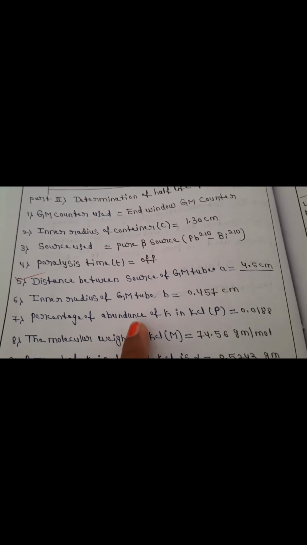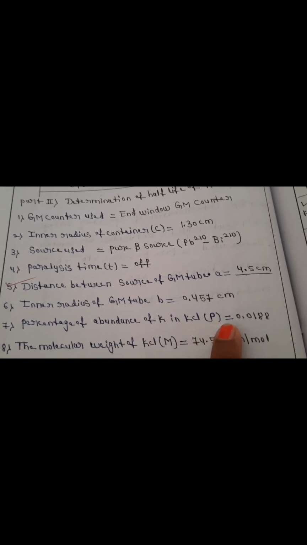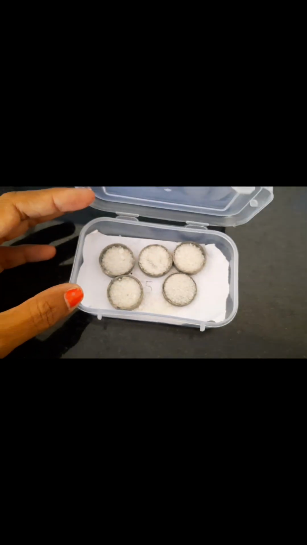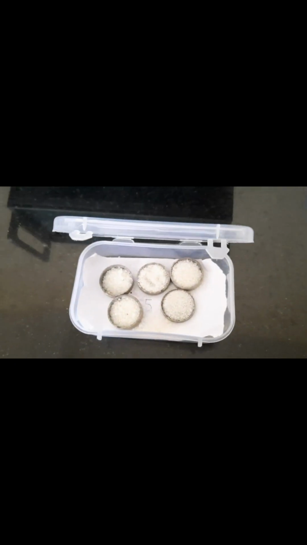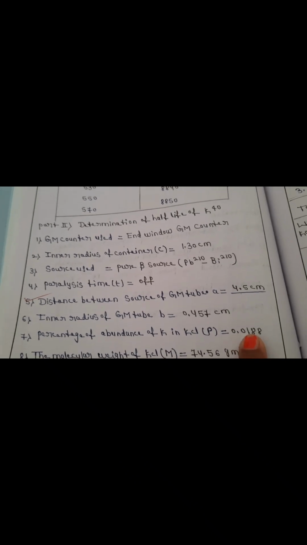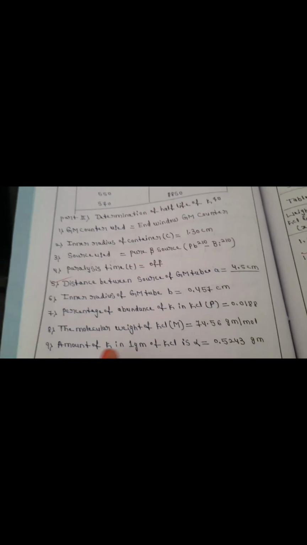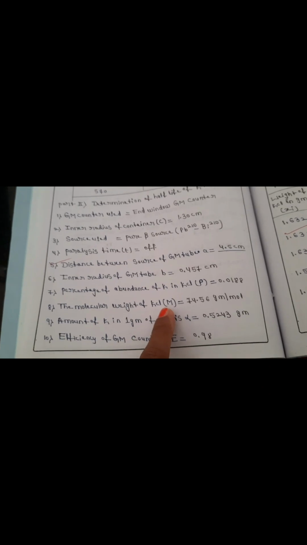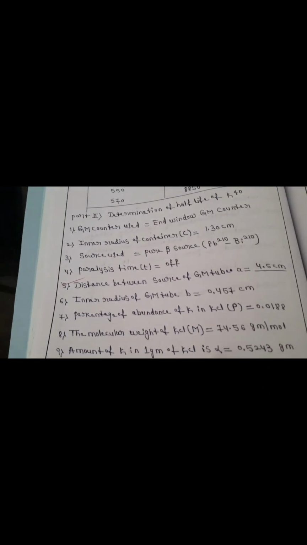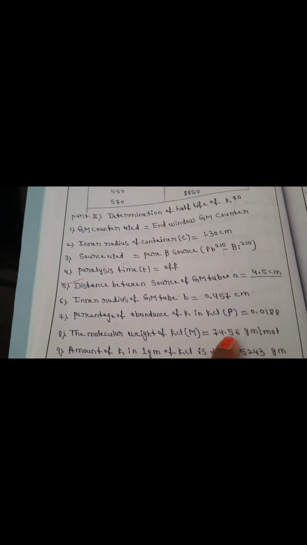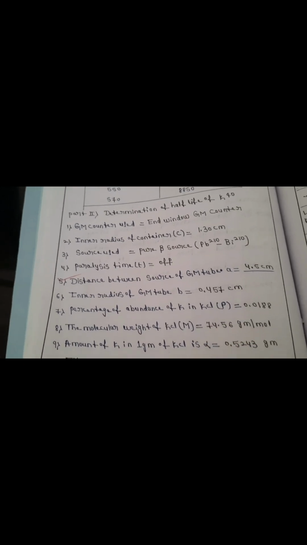Percentage of abundance of K in KCl. So here is the KCl powder. How much percentage of K is there in this KCl? It is also a fixed, constant value, 0.0188. The molecular weight of KCl is also a fixed number, 74.56 gram per mole.